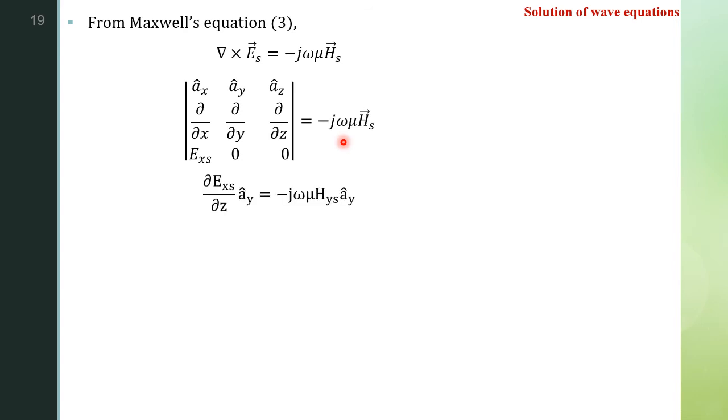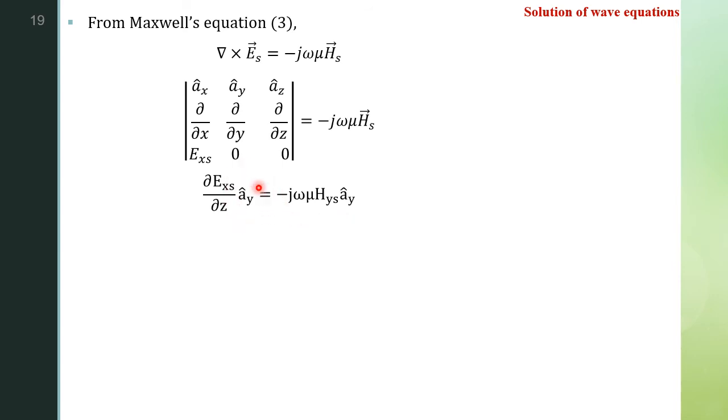Now when you expand this, for the Ax cap term it is 0 minus 0. When you consider the y term, we have dou Exs by dou z. It is equal to minus j omega mu into Hys into Ay cap.